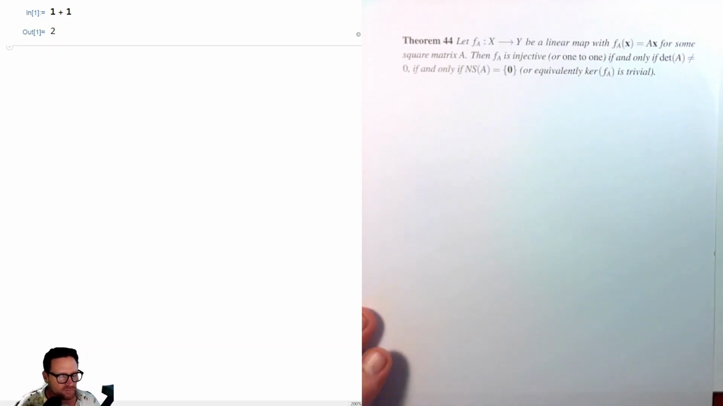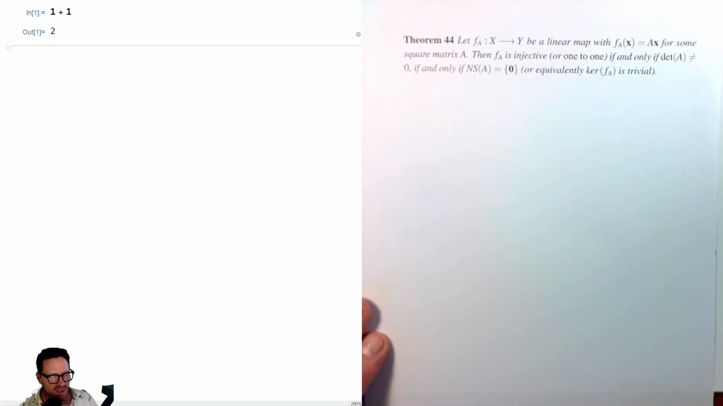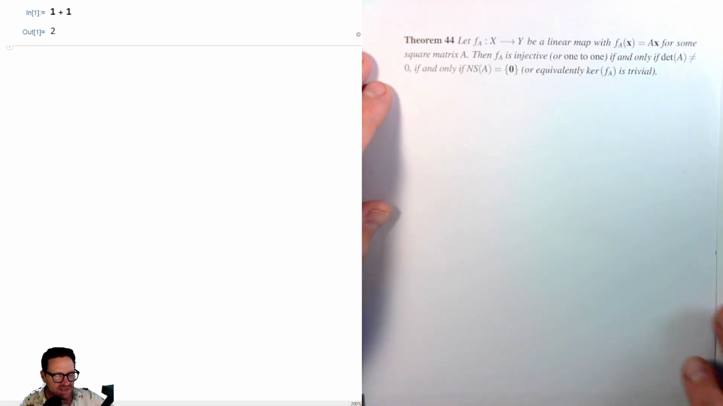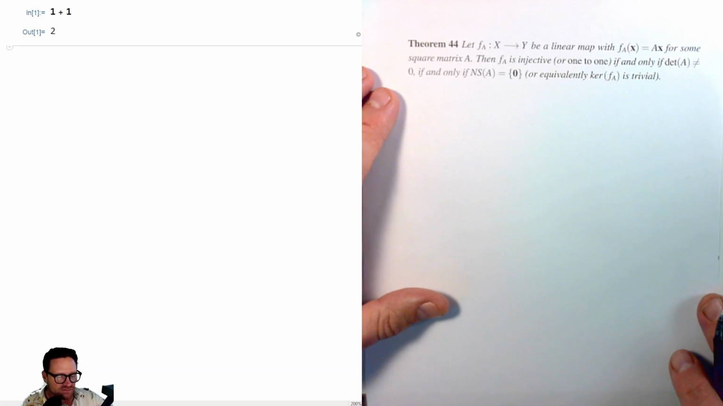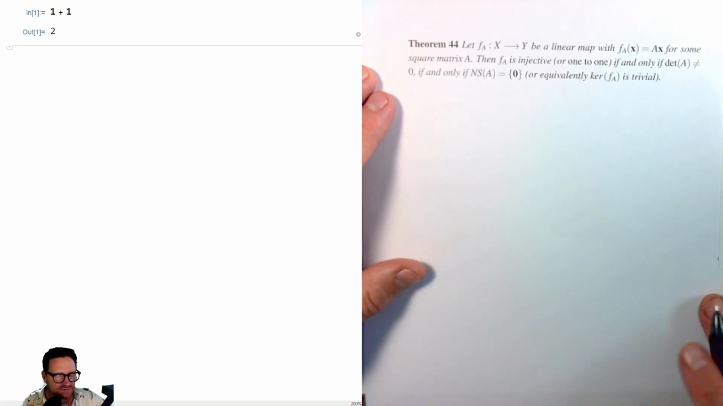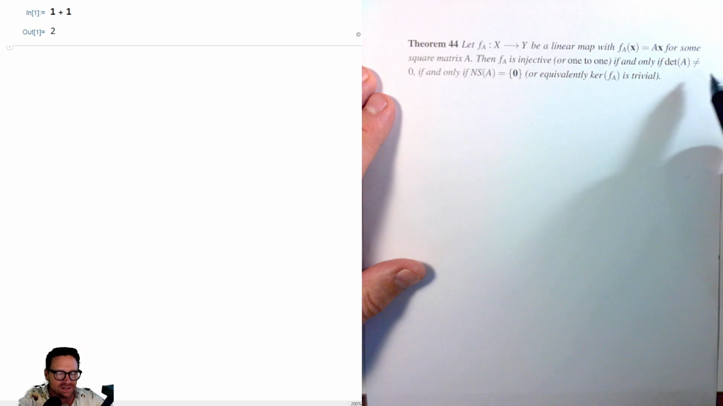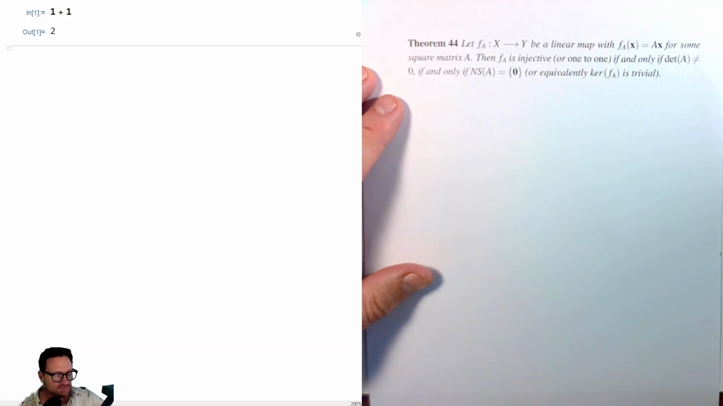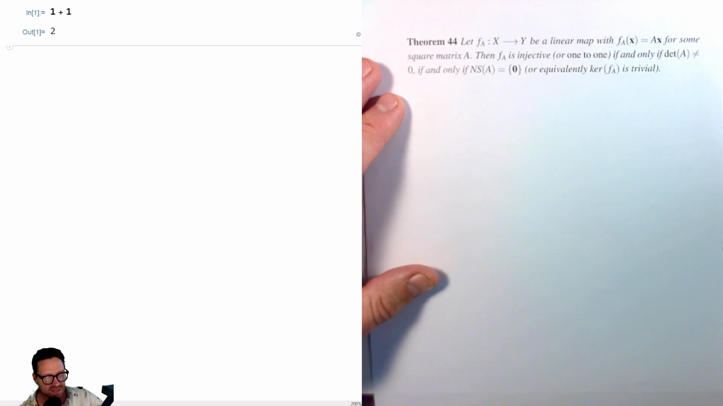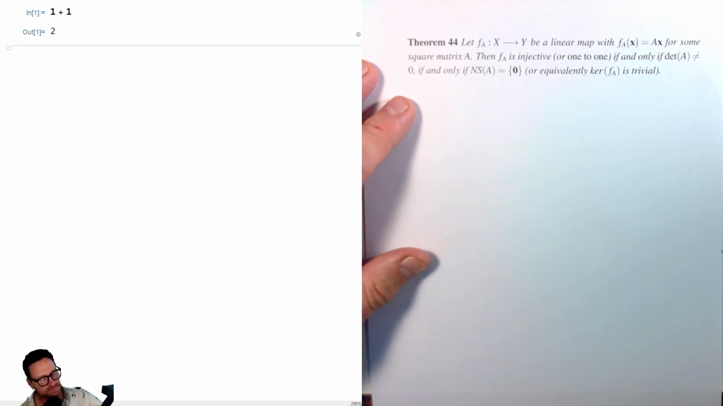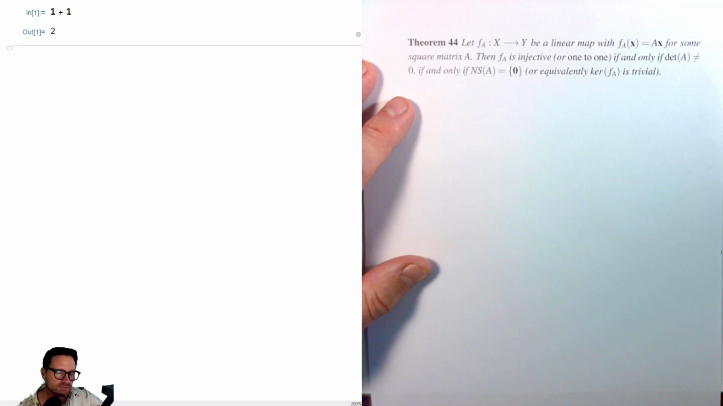Let F map X to Y be a linear map with F subscript A of x equals Ax for some square matrix A. F is injective or one-to-one if and only if the determinant of A is not equal to 0, if and only if the null space of A is equal to 0, trivial, meaning the kernel of F is trivial.